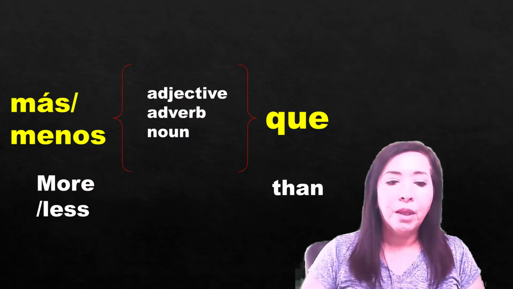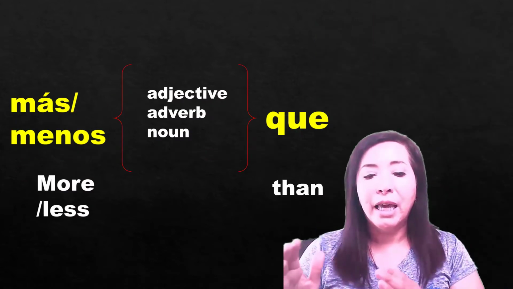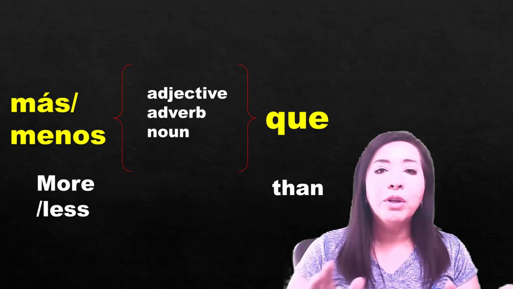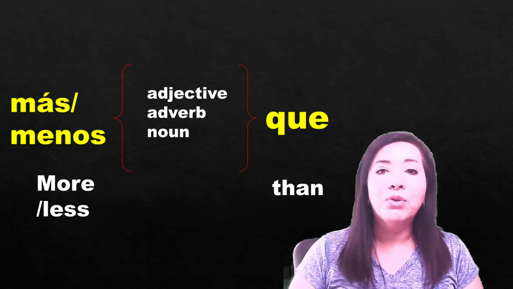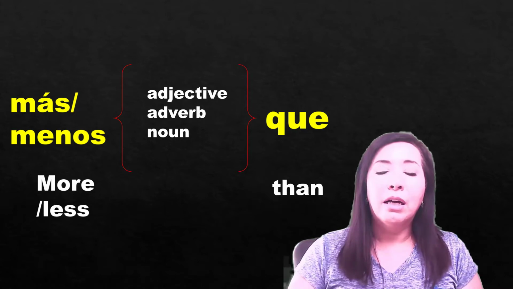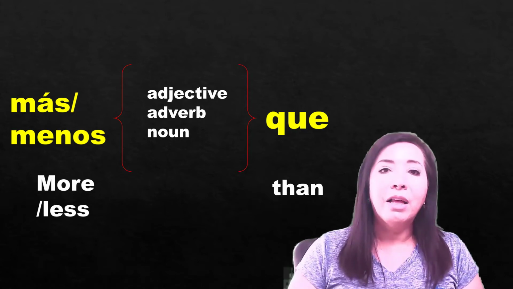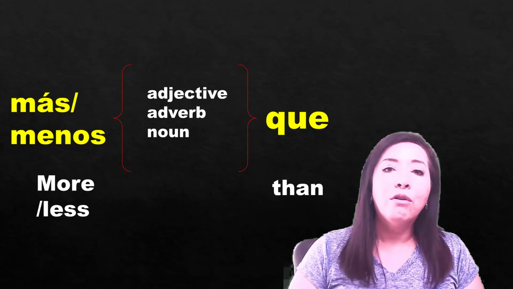So here, it's like a formula, más que and menos que. And in between más que, you're going to have an adjective, so something that describes something. An adverb, usually something that goes next to an action verb, or a noun, a thing. Okay, so let me give you an example of each of them.